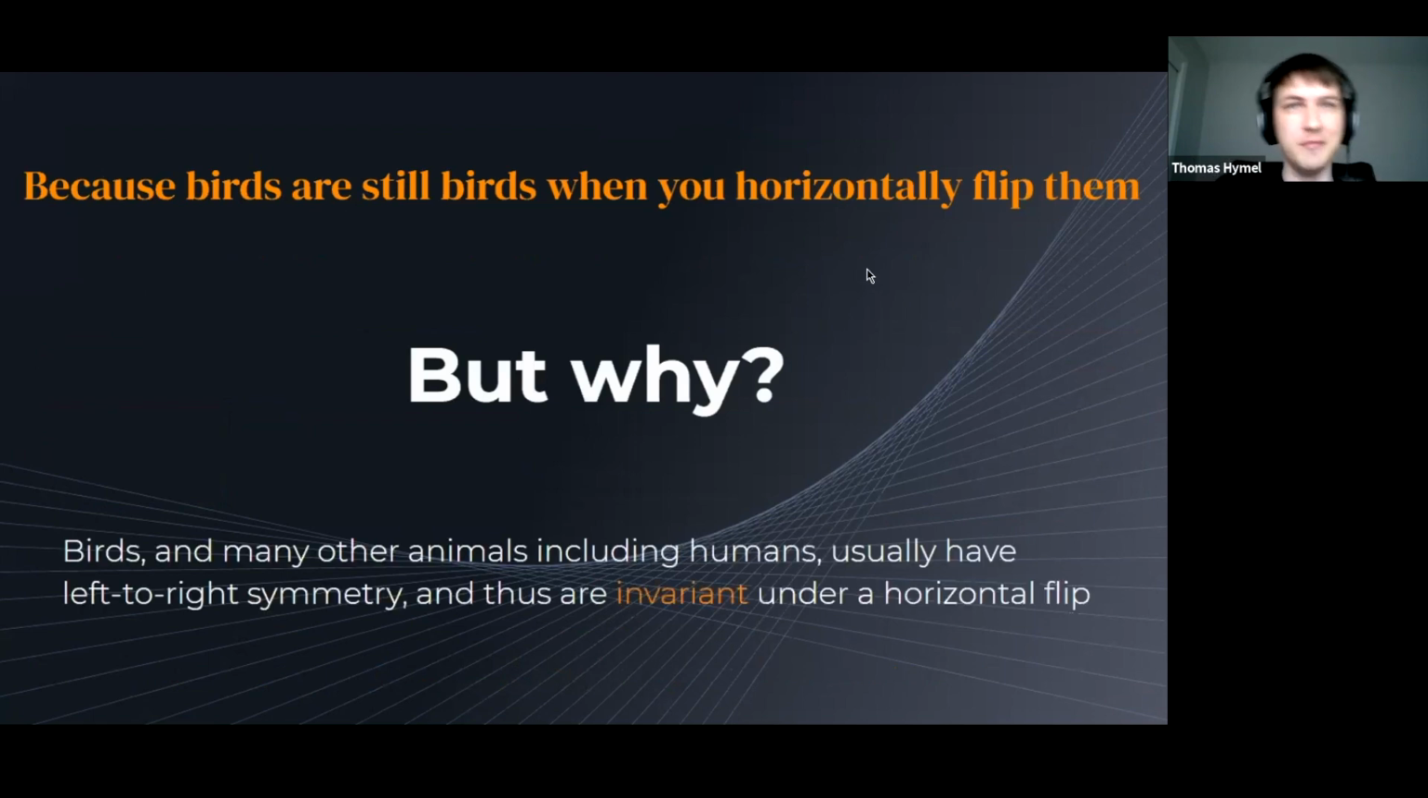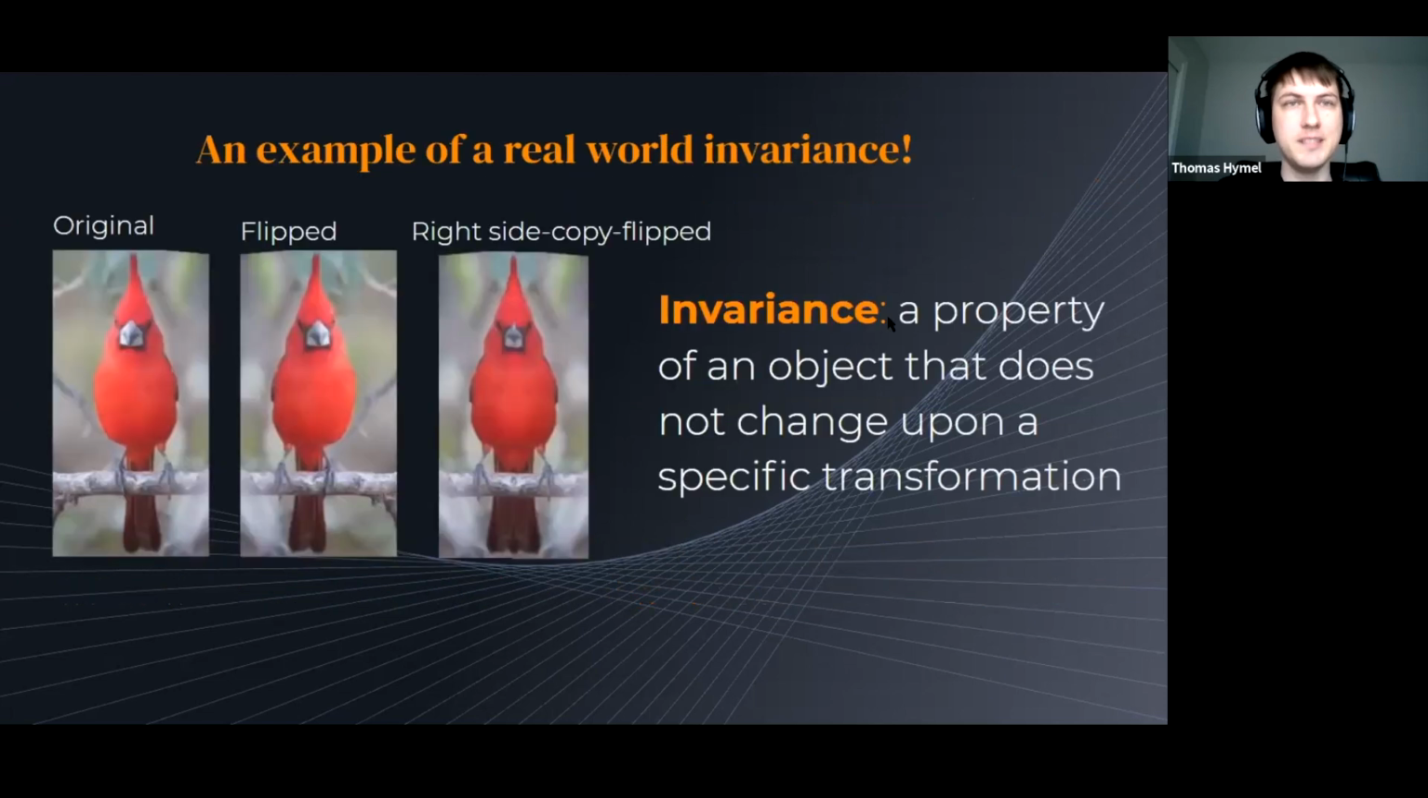Because birds and many other animals, including humans, usually have left to right symmetry and thus are invariant under a horizontal flip. Okay, so this is an example of a real world invariance, where invariance is a property of an object that does not change upon a specific transformation.